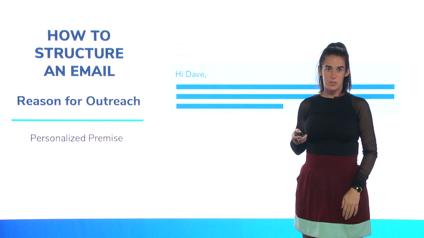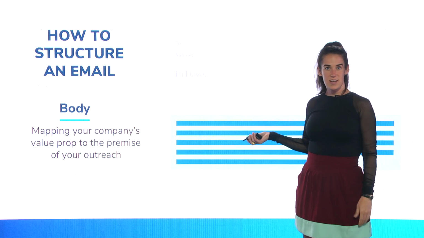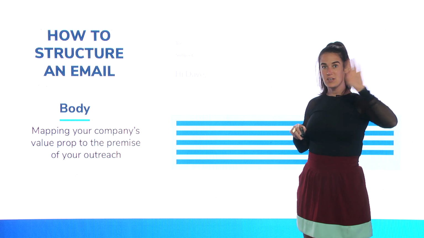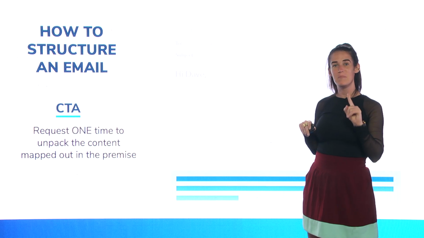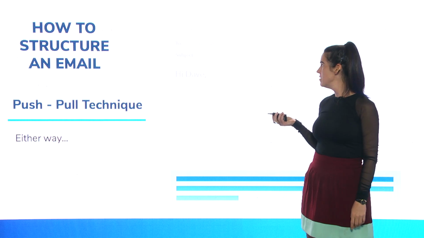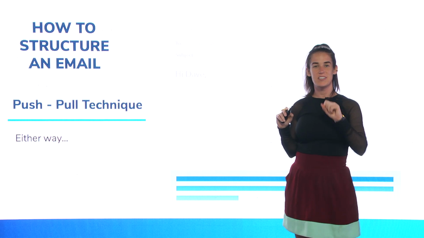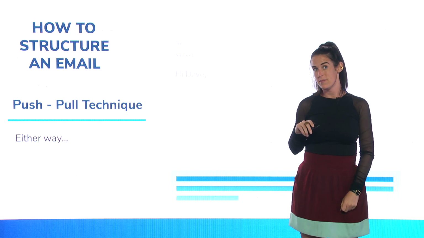So again, you have the personalized premise. Then you're going to have your body, which is your second line, medium length, that you map back to the personalized premise. You'll have a CTA where you request one time to impact the agenda, and then you do the push-pull. If you struggle with this, just on a side note, I think a lot of people struggle with the idea that they're bugging people.